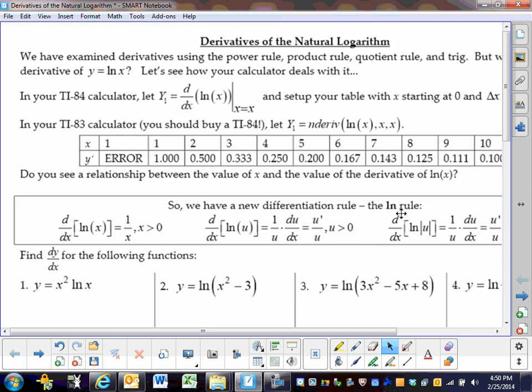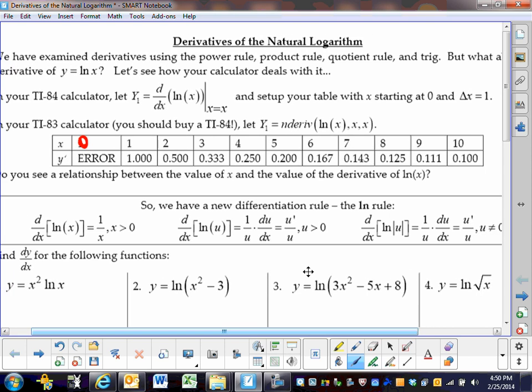Okay, so today we're going to talk about derivatives of the natural logarithm, or log base e. If you use your calculator to substitute in y1 as the derivative of natural log of x and set up a table to view the values, you'll notice that the derivative comes back with an error at 0.